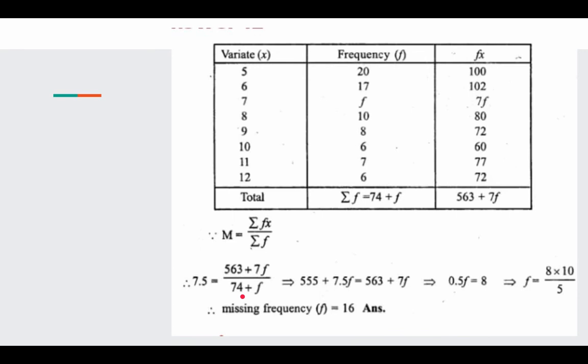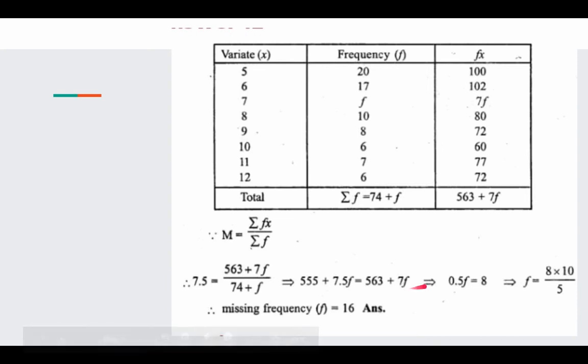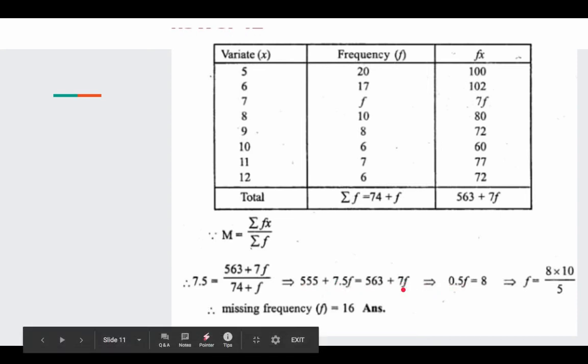Okay. So what do you get, students? Yes, cross multiply. Very good. Cross multiply. What do you get? 555. 74 into 7.5 is 555, plus 7.5 into f, 7.5f, equals 563 plus 7f as it is. Take the like terms to one side. 7.5f minus 7f, 0.5f. 563 minus 555 comes out 8.